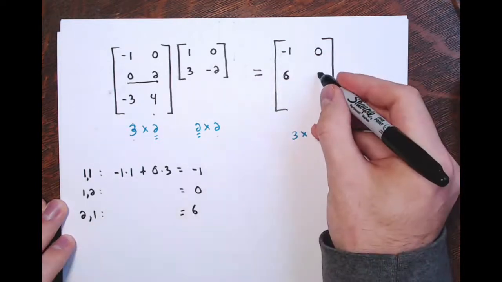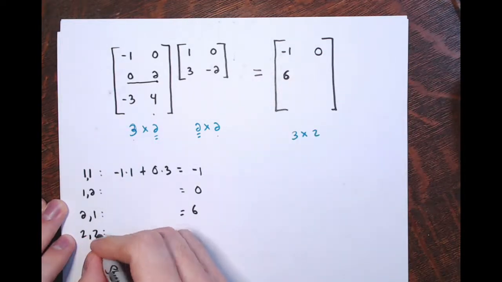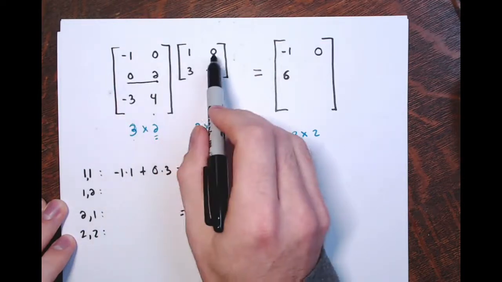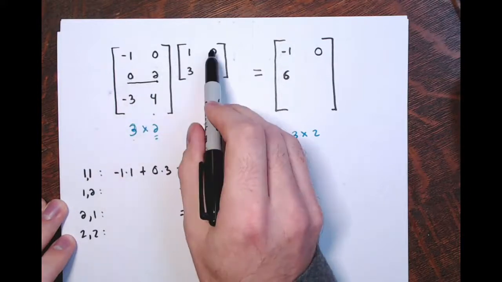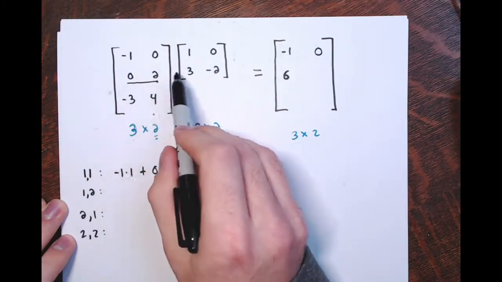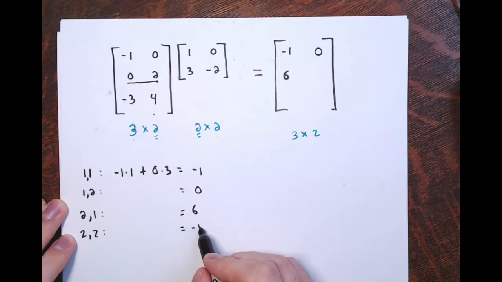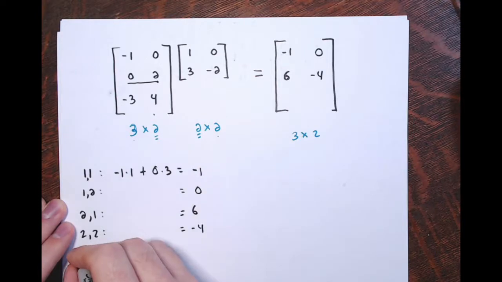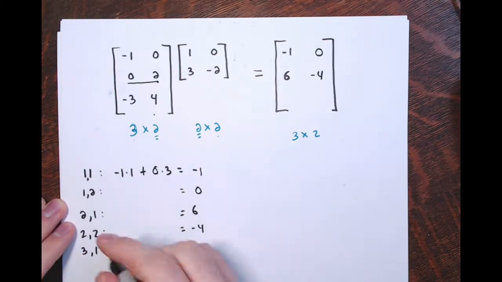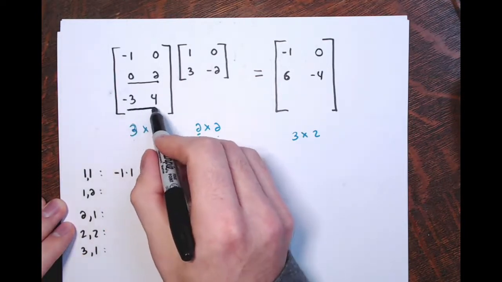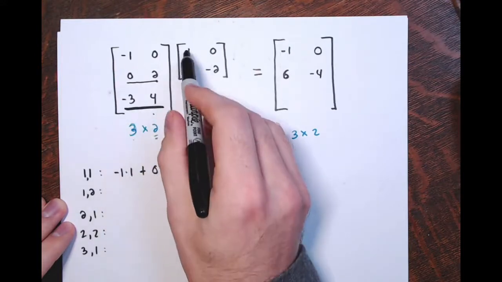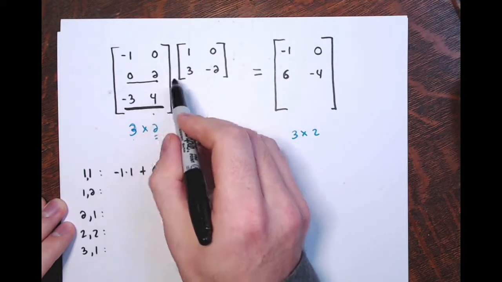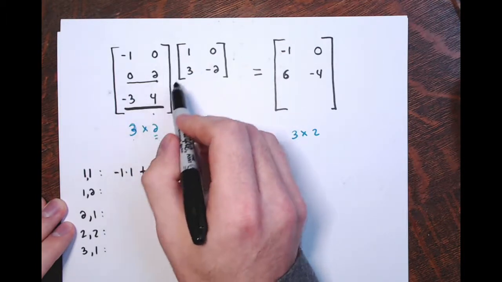Then the next space I'm trying to fill, second row, second column. So second row on the left, second column on the right is 0, 2 with the 0, negative 2. 0 times 0 is 0, plus 2 times negative 2 is negative 4. 0 plus negative 4 is negative 4. Then moving down, we have the third row, first column. So now I'm working with the third row on the left, first column, 1, 3 on the right. Negative 3 times 1 is negative 3. 4 times 3 is 12. Negative 3 plus 12 is 9.